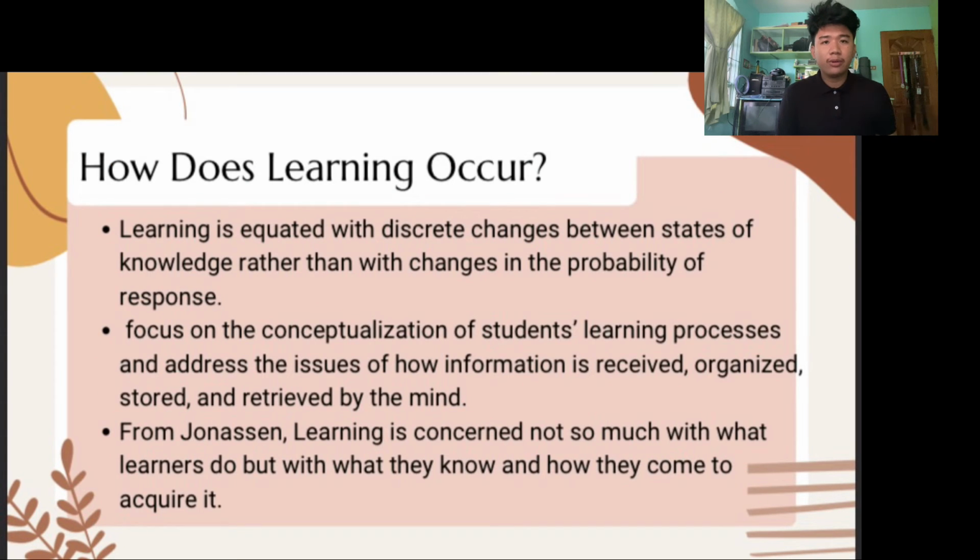So how does learning occur? Learning is equated with discrete changes between states of knowledge rather than with changes in the probability of response. Focus on the conceptualization of students' learning processes and address the issue of how information is received, organized, stored, and retrieved by the mind. Learning is concerned not so much with what learners do, but with what they know and how they come to acquire it.